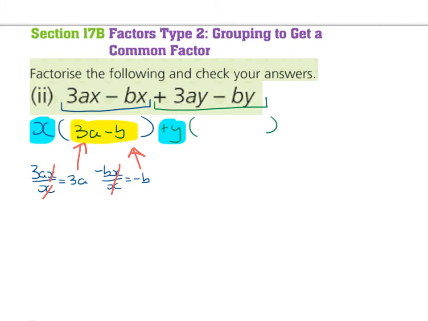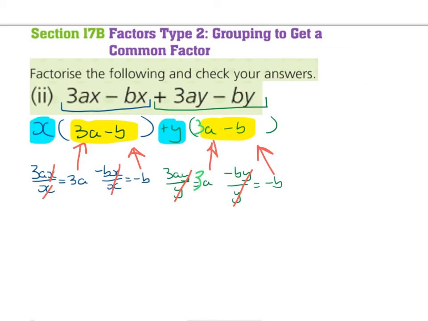So we have y and an empty set of brackets. So then we write down 3ay, and we're going to divide that by the HCF, which this time is y. So 3ay divided by y, the y's will cancel, leaving us with 3a. And the 3a we put into the brackets. Next we write down minus by, and again we divide that by the HCF, which is y. And minus by divided by y, the y's will cancel, leaving us with minus b, which again we put into the brackets. And as I said, make sure you write in minus b, not b.